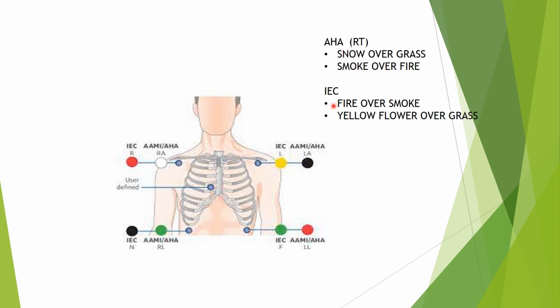And if you are getting IEC, you can remember it as fire over smoke and yellow flower over grass. Or we can remember it as the color of the traffic light, that is red, starting from the right, that is red, yellow, green. Then black, and the remaining white color at the chest.